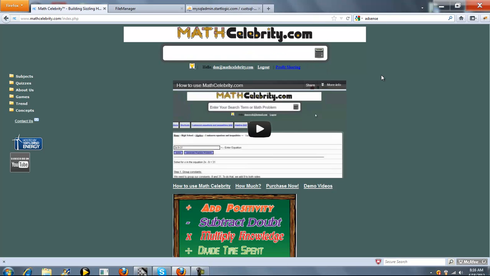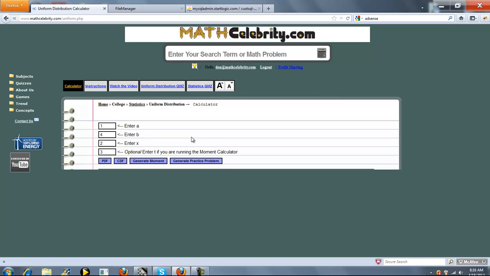This is our uniform distribution calculator for masscelebrity.com. To get there, you type uniform distribution. Our calculator has three mandatory entry boxes and a fourth box that's optional. You're only going to use this box if you're using the generate moment button. So I'll take you through all the buttons and show you what the calculator does.